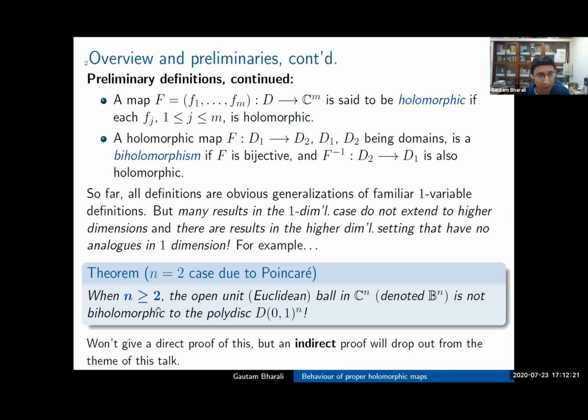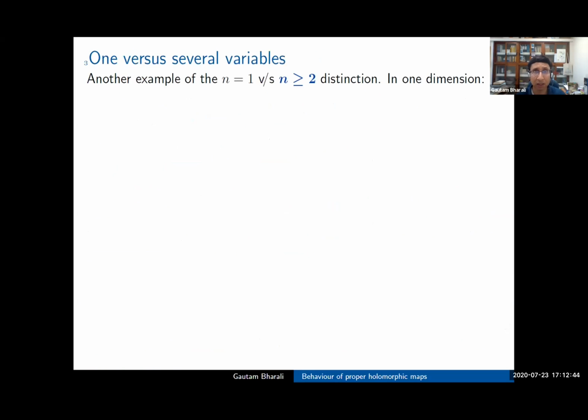I am going to give a proof of this theorem, but the proof I'm going to give is not, in fact, in the style of the proof given for n equal to 2 by Poincaré. But the path I'm going to take is one where the proof is actually going to drop out indirectly from the theme that I announced on the first slide.